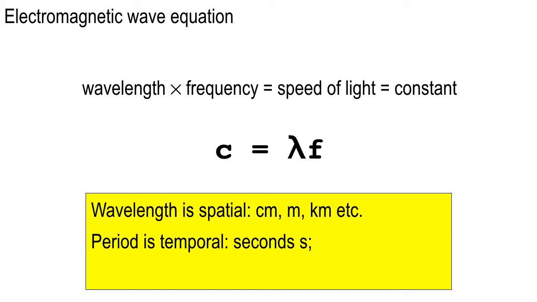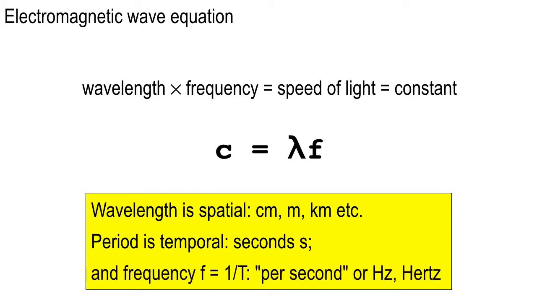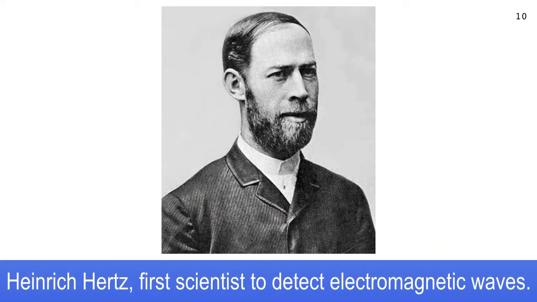Period is temporal, so that's seconds, or microseconds or nanoseconds. Frequency is 1 over that. So the unit of frequency is per second, or hertz, as we know. And of course, here's a picture of Professor Hertz.